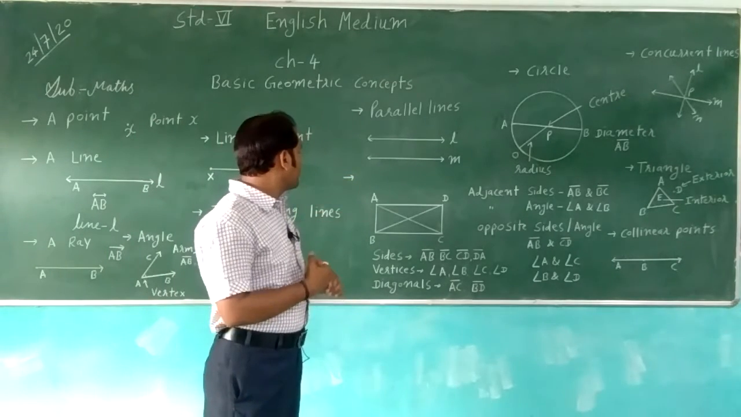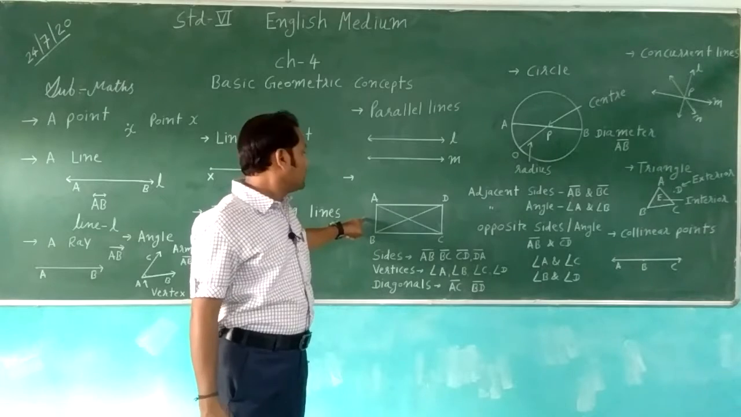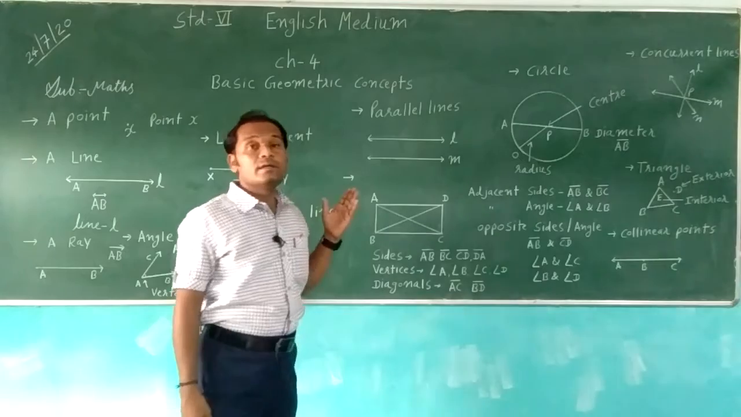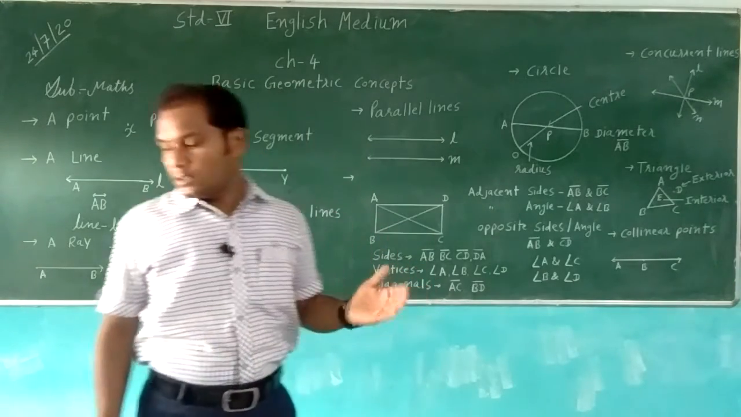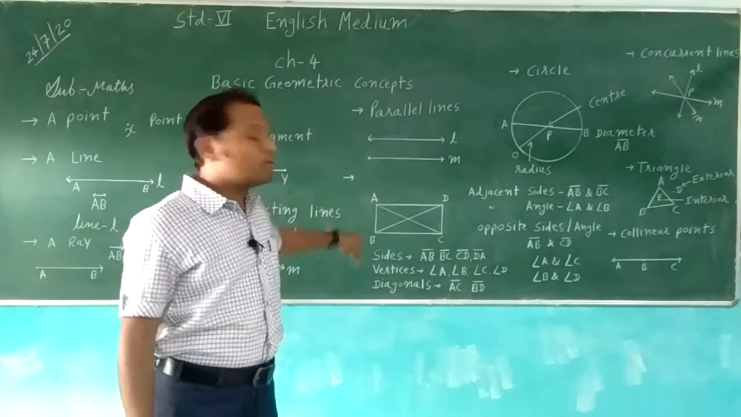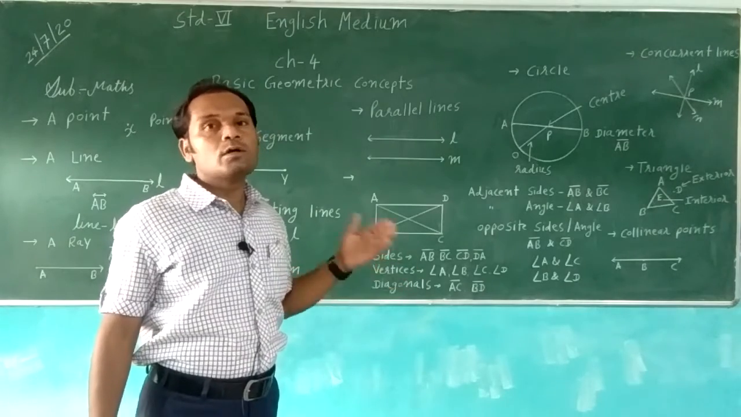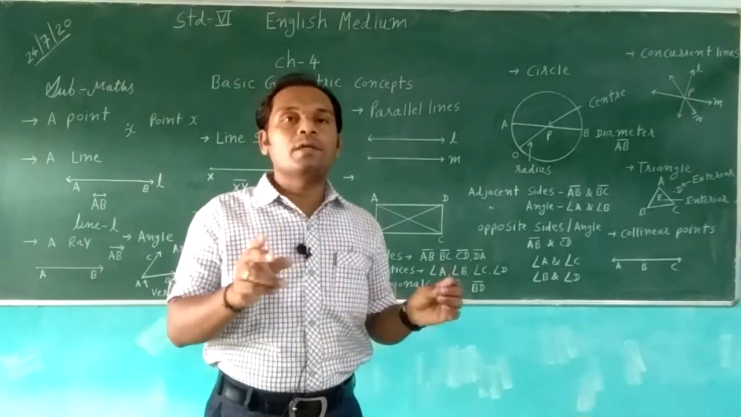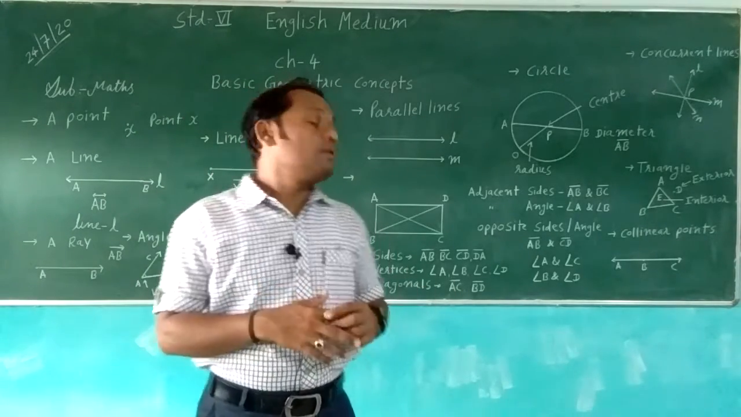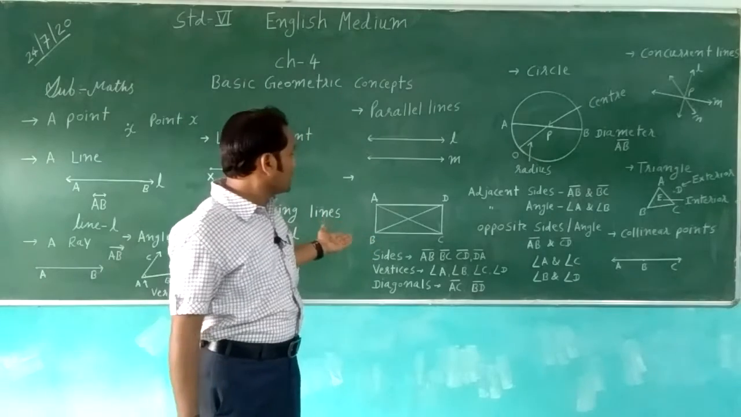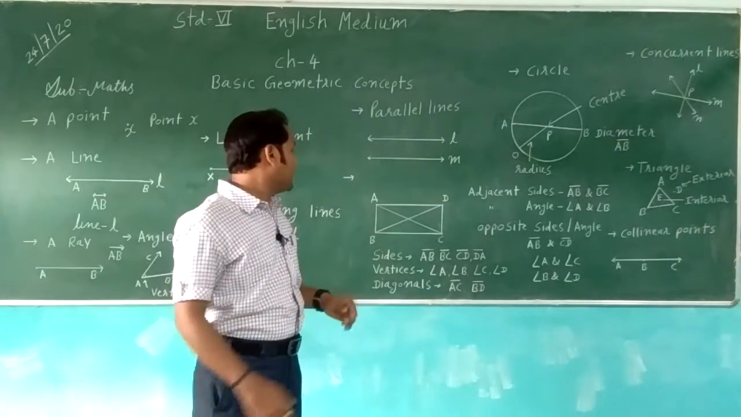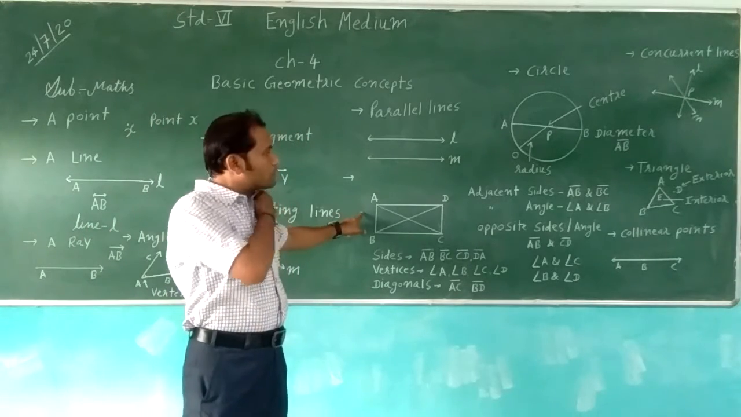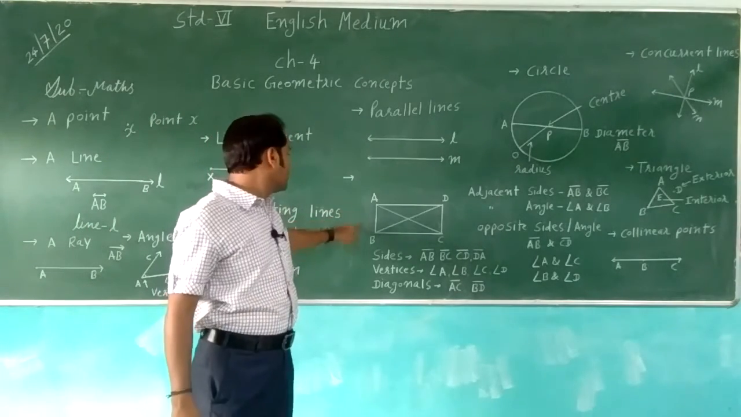Now we have one figure, that is a rectangle. You can see the rectangle is a closed figure. The figure which is closed by all sides is called a closed figure, and an open figure means a figure which is open. It has no closed point. That is called an open figure. So the rectangle is a closed figure, and we can see that there are four sides of a rectangle.